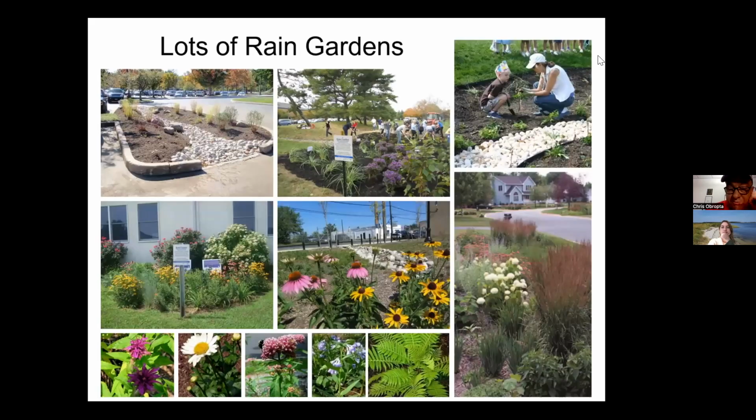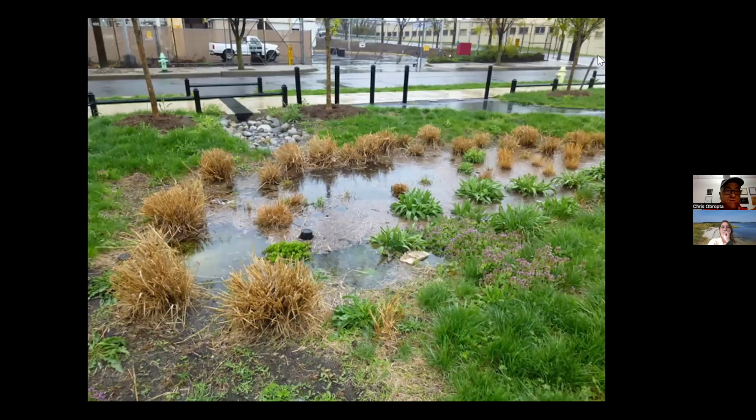Here's some pictures of some rain gardens. What's nice about these is we can squeeze this into any existing landscape, parking lot islands, schools, libraries. The one picture in the middle is an abandoned gas station in Camden that we made into a rain garden park.